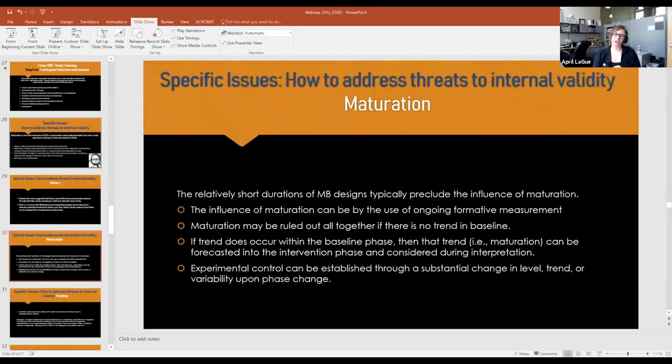Maturation. Typically, this isn't a huge issue because single subject research design is really short. So the influence can be on ongoing formative assessment, can be ruled out altogether if there's no trend in the baseline. And if trend does occur within the baseline, then that trend can be forecasted in the intervention phase and considered during interpretation. So again, looking at that maturation, saying, I'm going to address this in my interpretation of the results is important.